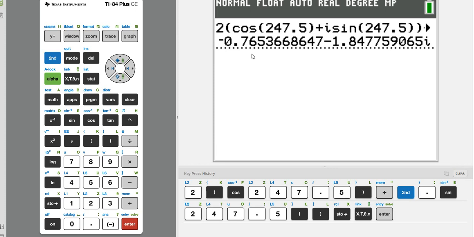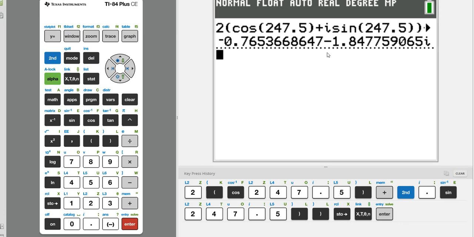Now, if you're asked for a problem like this to write it in the form of a plus bi, there it is. Chances are I'd ask you to round to the nearest 10,000th place, which would be negative 0.7654 minus 1.8478 times i. But the reason I did this here was so that I could show you how to check it, make sure you got it right. These are supposed to be the fourth roots of this number.